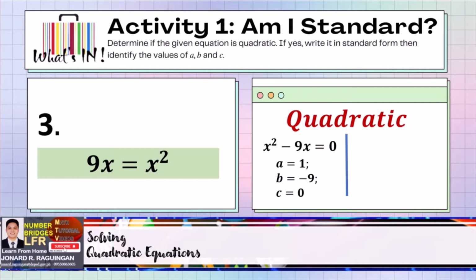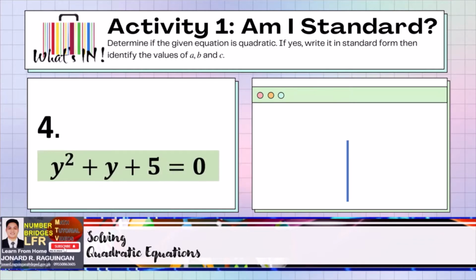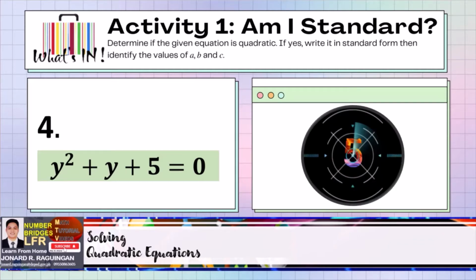And its equivalent quadratic equation is negative x squared plus 9x is equal to 0. The values of a, b, and c are a is equal to negative 1, b is equal to 9, c is equal to 0. For number 4, we have y squared plus y plus 5 is equal to 0. You have 5 seconds to answer that. Your time starts now.